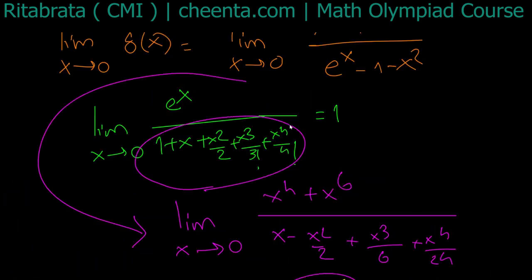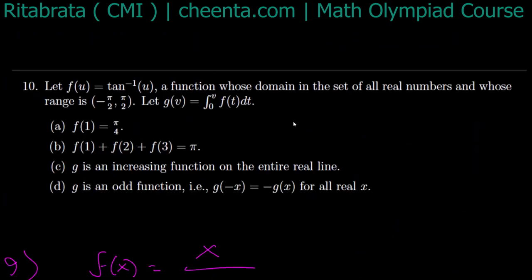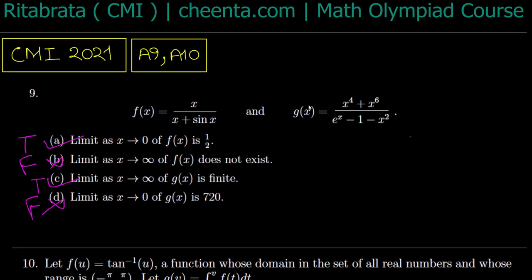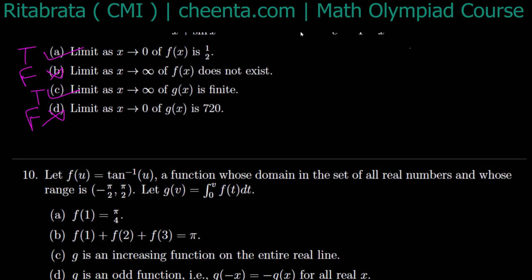You can easily check that out. So as x tends to infinity, g of x is finite, that is true. As x tends to 0, g of x is 720, this is false. So this question is done. Let's move to the next question.